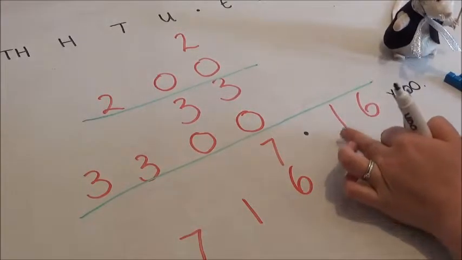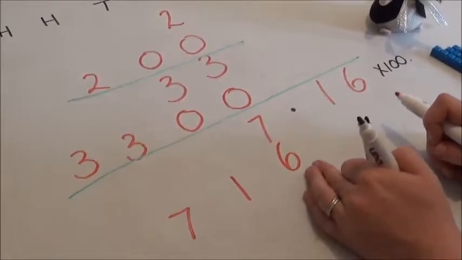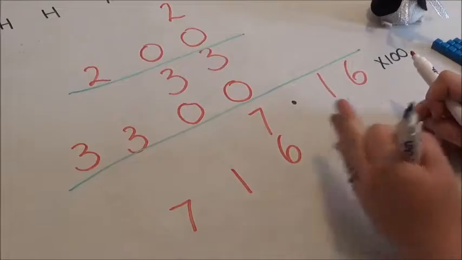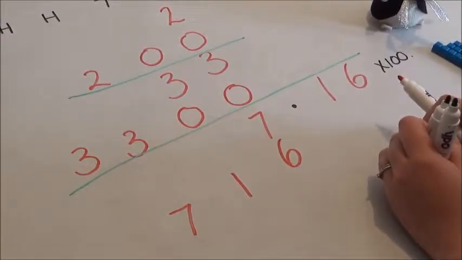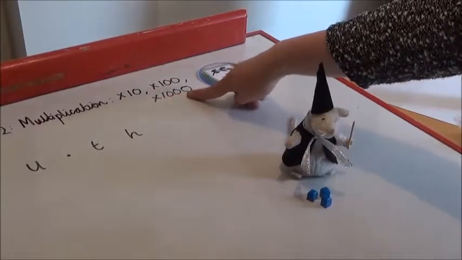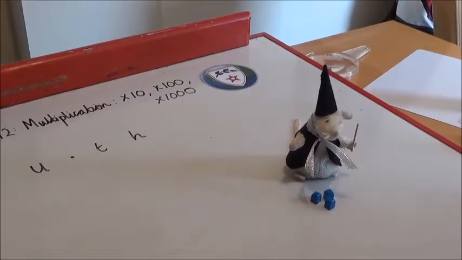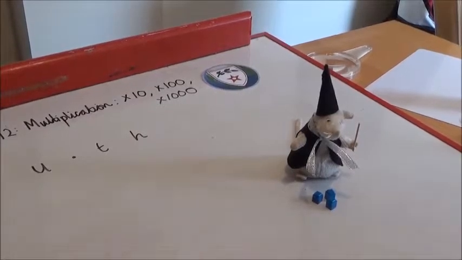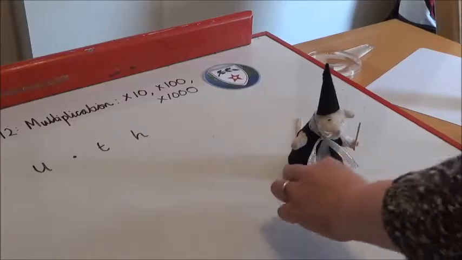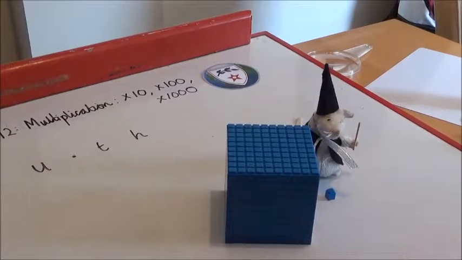So 7.16 is the same as 716 when it's times by 100. We're moving it up 2 places up the place value position. Finally, we're going to look at timesing by 1,000. So Magic Merv has got his 3 units and he is going to make them 1,000 times bigger. That means we're going to replace each one of these units with 1,000.